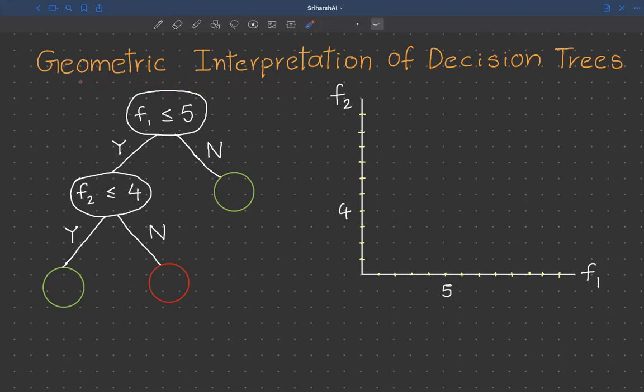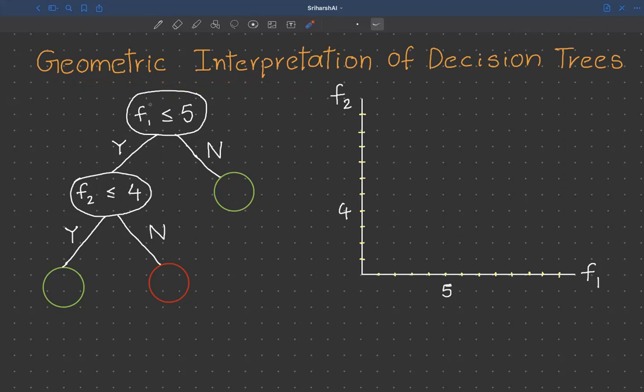Okay, let's see the geometric interpretation of decision trees. To keep things simple, I'm only considering a binary tree. There are some variants of decision trees that allow us to make multi-way splits, but here I'm only considering a binary tree.